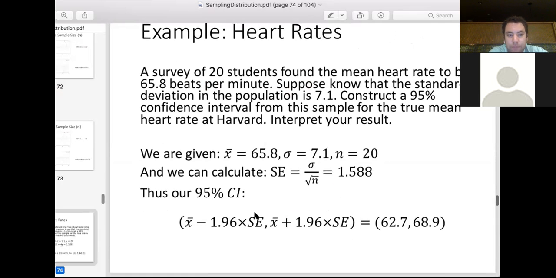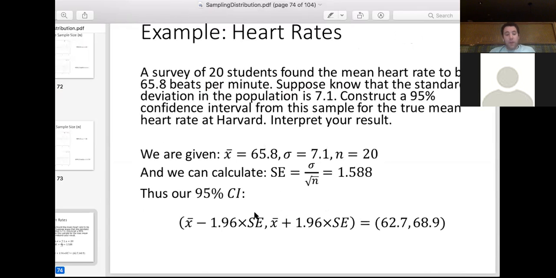confidence interval. So to give an example of that, we can use a survey of 20 students, and we find that the mean heart rate is 65.8 beats per minute. And suppose we know that the standard deviation in the population is 7.1, and we're asking you to construct a 95% confidence interval from the sample for the true mean heart rate at Harvard. We can ask you to interpret that result as well.